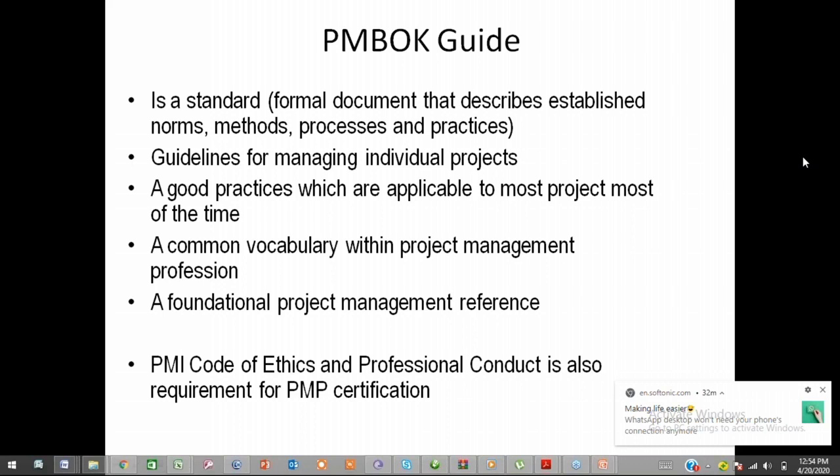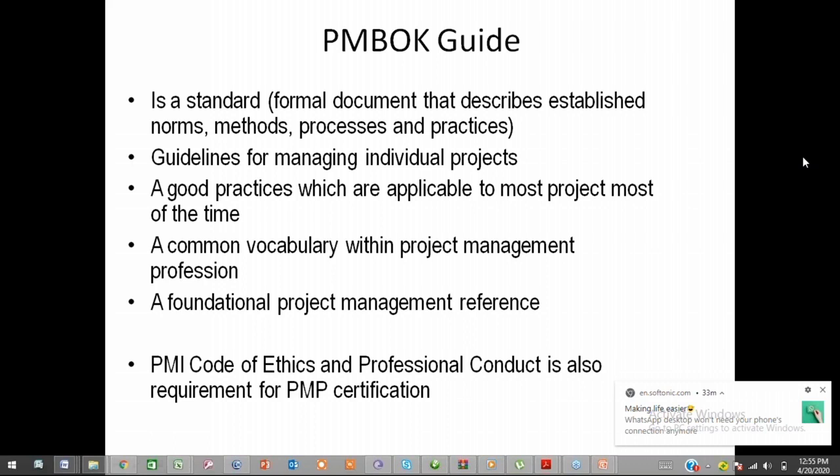Method is the way, the modus operandi. Process is stage by stage, and the marks that are used in achieving a particular aim. Practice is a way of doing things. So this is a standard guide that is used to describe norms, methods, processes, and practices.